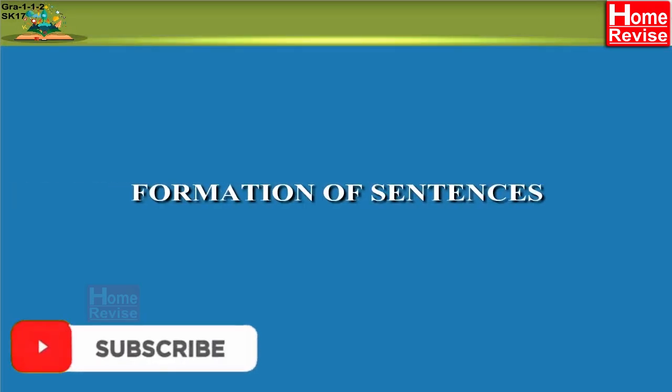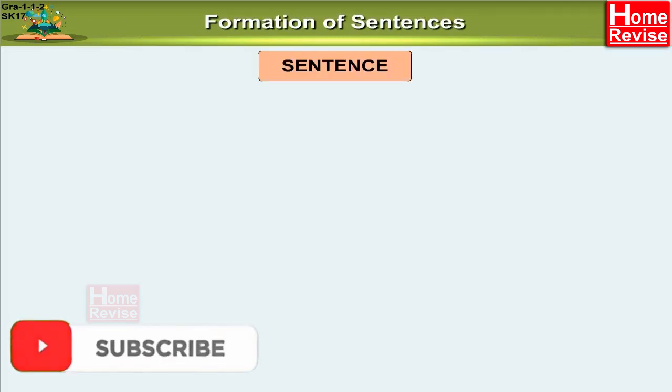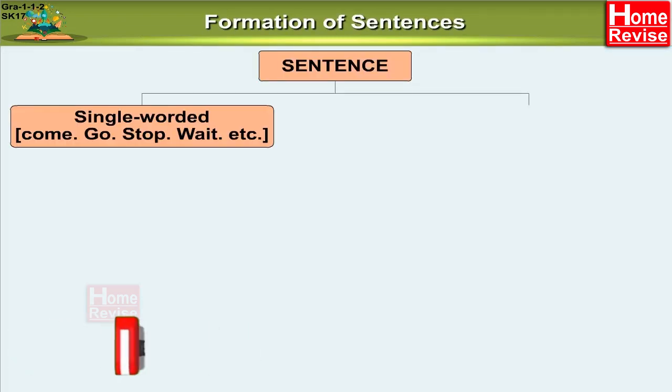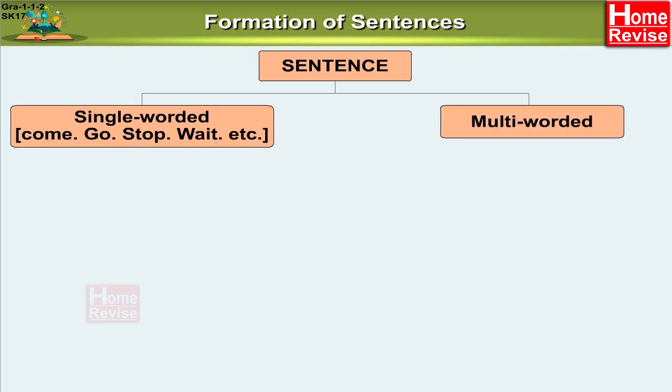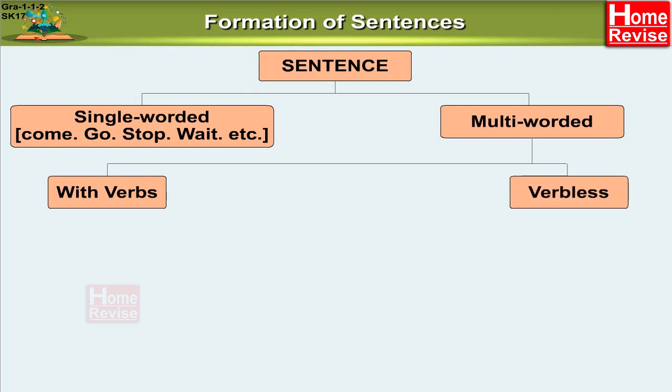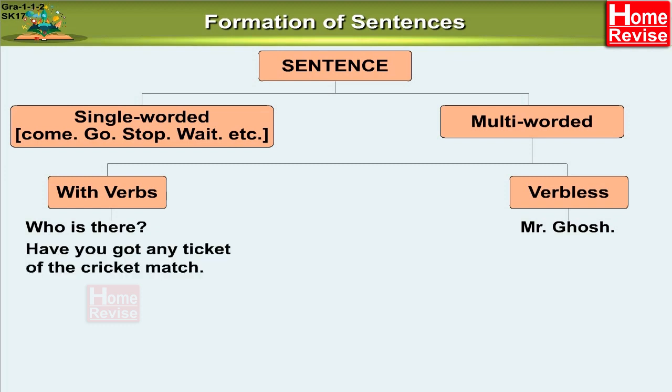Formation of sentences. Sentence: single-worded or multi-worded. Single-worded like come, go, stop, wait, etc. Multi-worded are with verbs and verbless. With verb: Who is there? Verbless: Mr. Ghosh. With verb: Have you got any ticket of the cricket match?